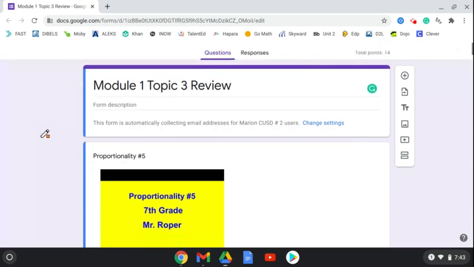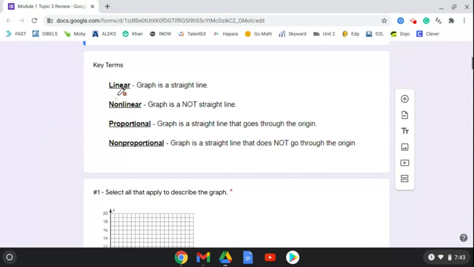Okay, I'm here in Module 1, Topic 3 review. Here are some key terms on linear and nonlinear. If it's a line, it's a linear graph. If it's not a line, it's non-linear. If it's linear, then it can be proportional or non-proportional.